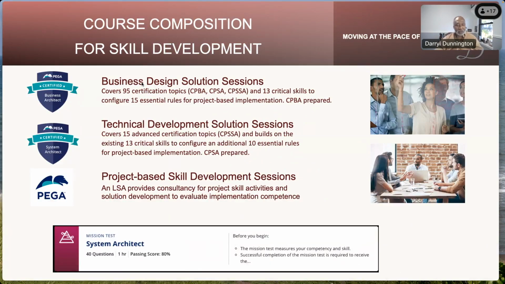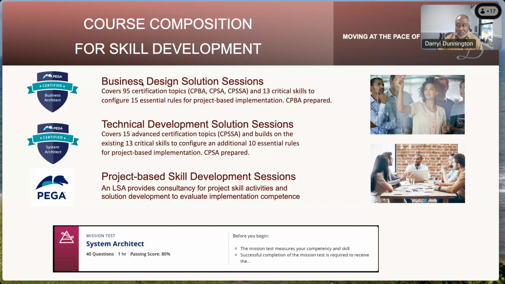A little bit about the course composition, just so that you understand, you'll learn 3 core competencies over the next 7 days. The first one is from a BA or business architect perspective. We'll talk about business design. We will cover all 95 certification topics for Pega Infinity. 13 critical skills, 15 essential rules for you to understand project-based implementation. Remember, this is all about not only learning the technology, but having the hands-on skills when you walk away that you can be an active participant in a project.